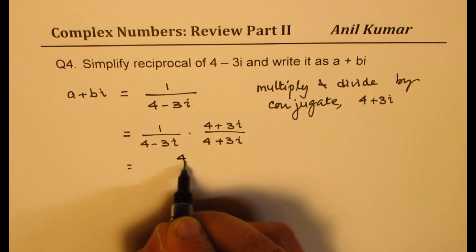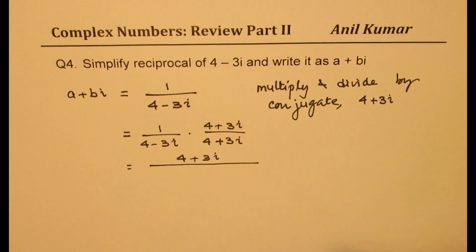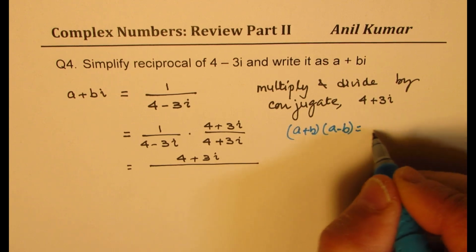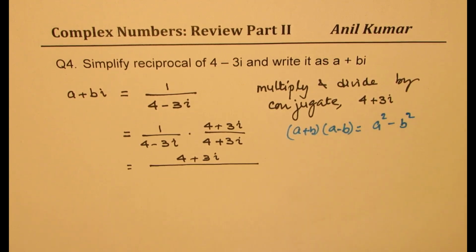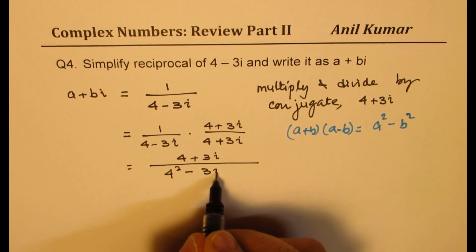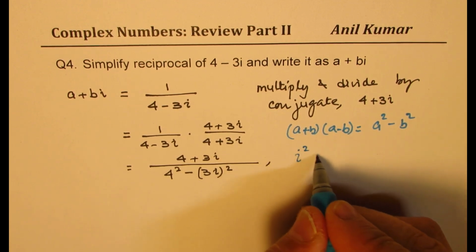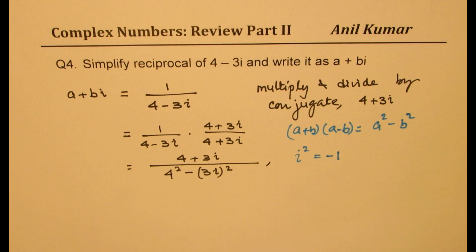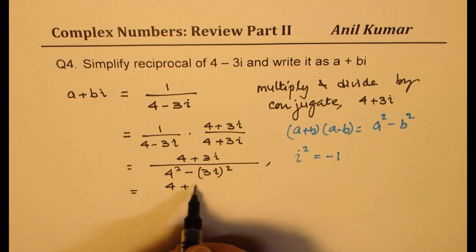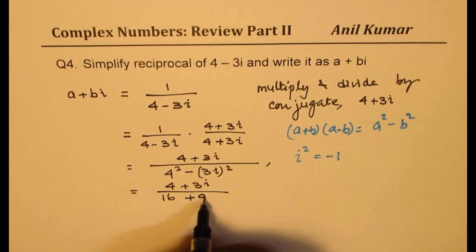So in the numerator, we have 4 plus 3i now. However, in the denominator, we have a plus b times a minus b, right? So when you do a plus b times a minus b, you get a squared minus b squared. So that is to say, we get 4 squared minus 3i whole square. And now you remember, i squared is minus 1. So that makes this positive, correct? So what we get here is 4 plus 3i over 16 plus 9, correct?